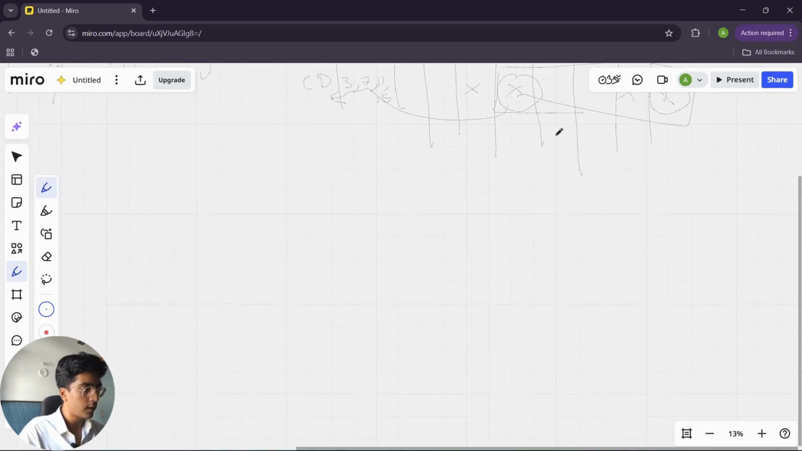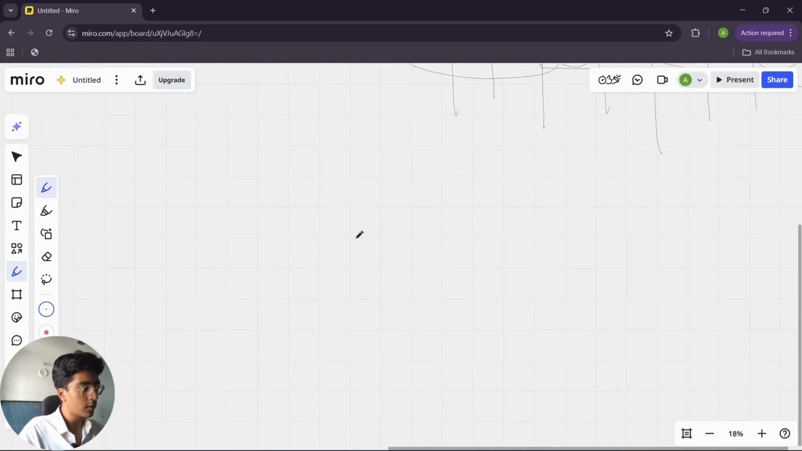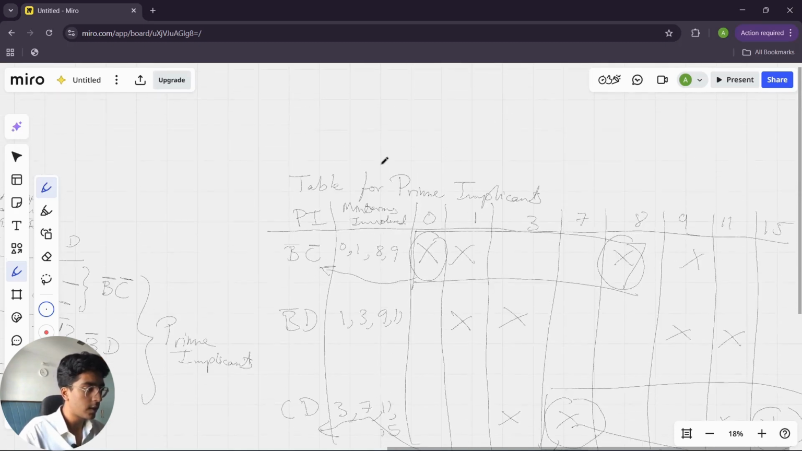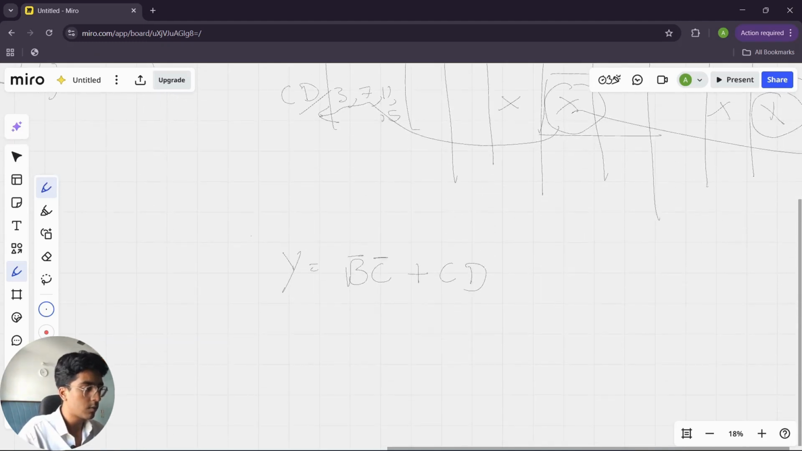So finally we'll have our answer after reduction. Final answer is Y is equal to B bar C bar plus C D. After grouping, we see that there are no groups related to this prime implicant, so this one gets eliminated. We'll only consider this one and this one. Now we got the final answer, which is Y is equal to B bar C bar plus CD.